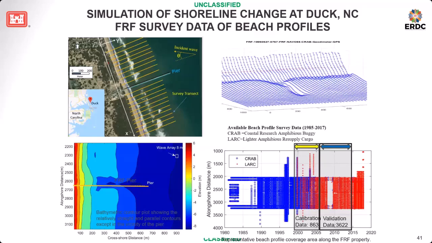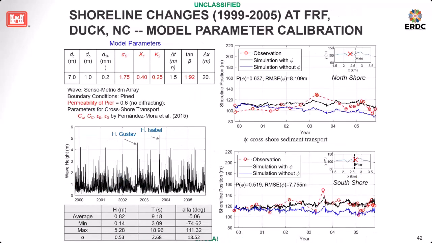So we use a model built at Duck, North Carolina, because we have a field facility there that measures wave and morphology change. So we simulate the shoreline change from 2000 to 2014. The first 6 years are used as calibration. Simply said, the shoreline change north of the pier and south of the pier behaves a little bit differently.